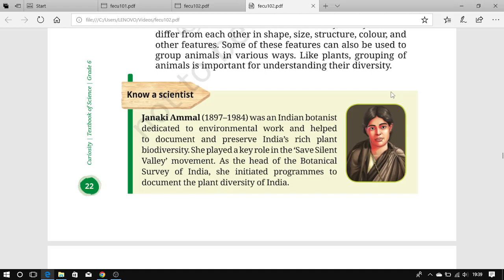Janaki Ammal, born in 1897 and died in 1984, was an Indian botanist dedicated to environmental work and helped to document and preserve India's rich plant biodiversity. She played a key role in the Save Silent Valley movement as the head of the Botanical Survey of India. She initiated programs to document the plant diversity of India.